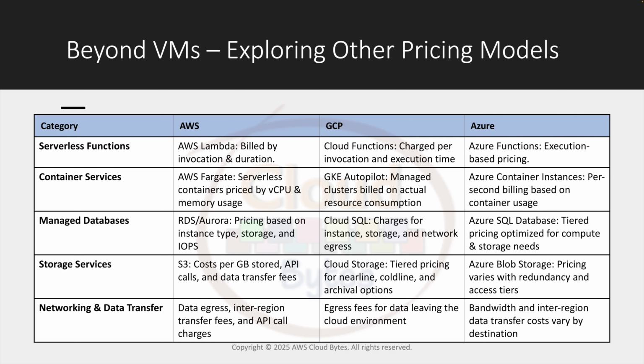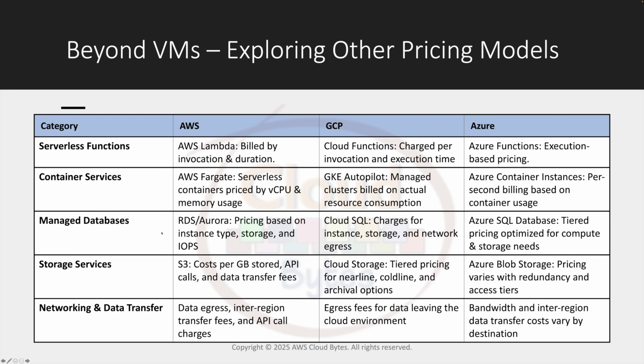If you go by a serverless function, AWS Lambda is billed by the number of invocations, and then duration is added. Based on the number of invocations and durations, you are billed. Cloud Functions does a similar thing, and Azure Functions is also doing similar kind of pricing. Then you have container services, like AWS Fargate, where you define by vCPUs and memory usage. These are serverless containers. You have GKE, Google Kubernetes Engine, or Azure Container Instances here.